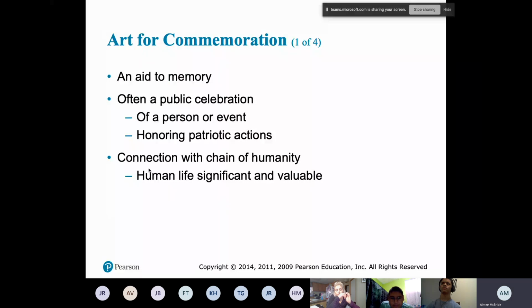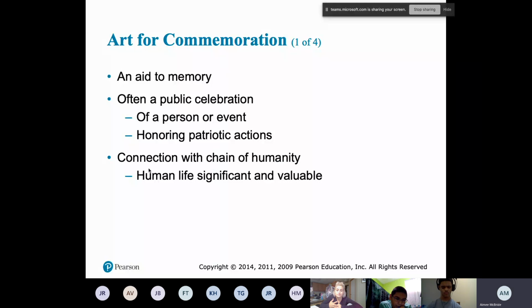Moving on to art for commemoration. Art for commemoration is art done in remembrance of an important event or in remembrance of a person or honoring a person. So basically signifying the importance of human life or the importance of an event.